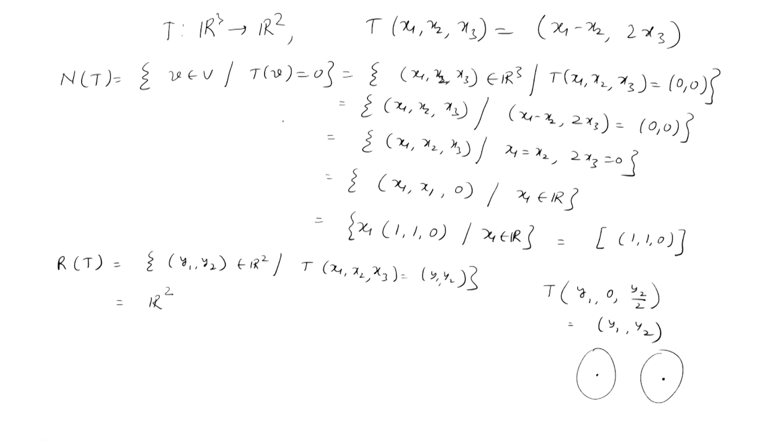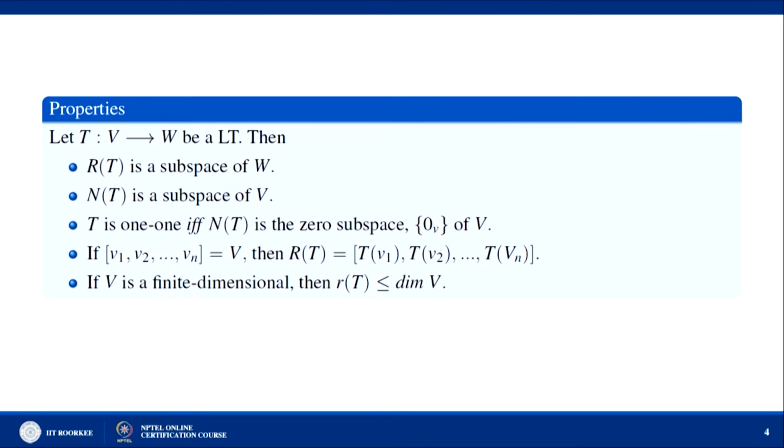So, if you take any y1, y2 here, there exists a pre-image here in R3. So, that means the range of T is the entire R2. Okay. Now, there are some basic properties. The first property is: range of T is a subspace of W.